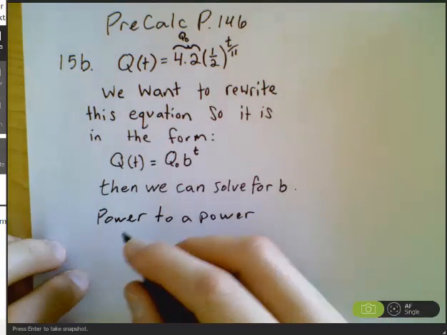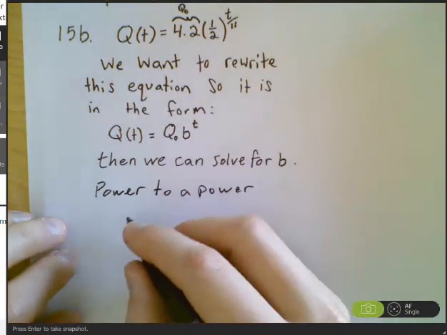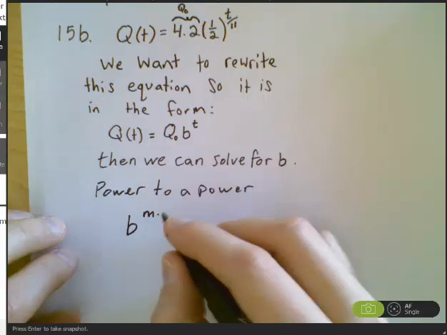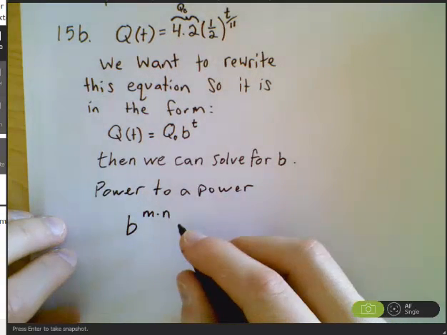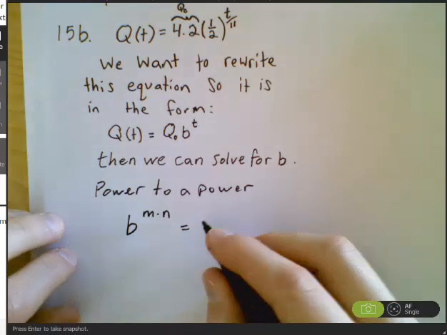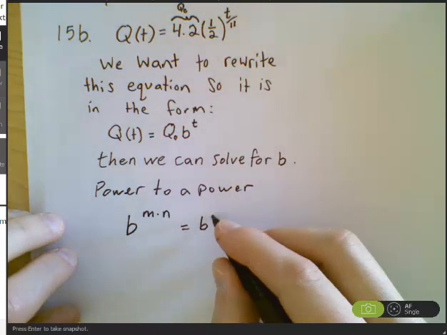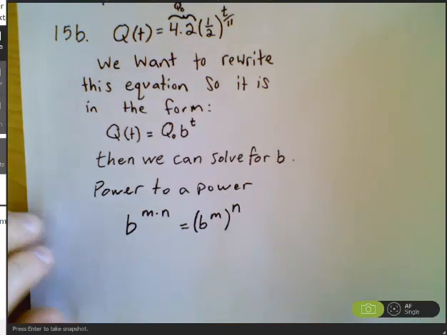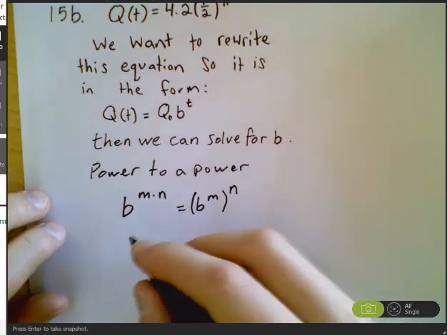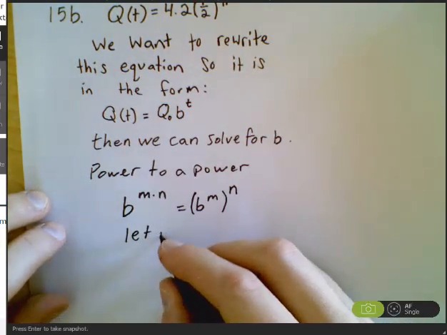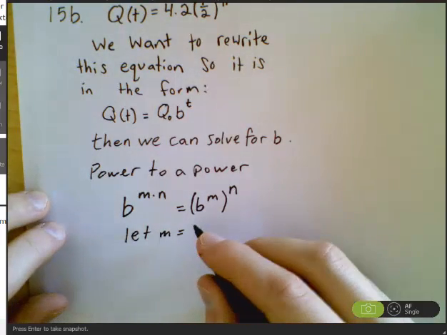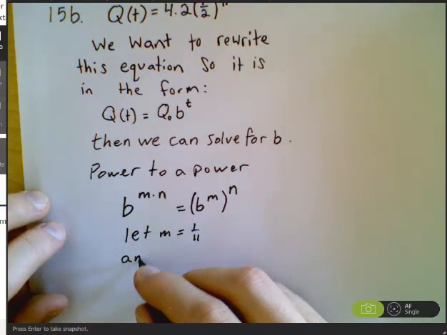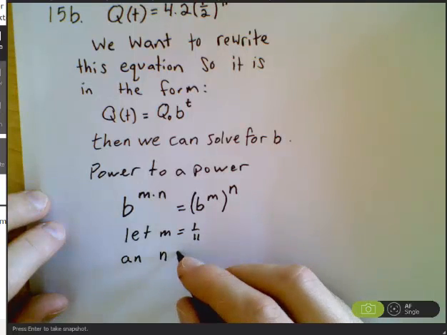Power to a power states that if we have a base, and we raise that base to the m times n power, that's equivalent to b to the m, all raised to the n power. So what we will do is let m equal 1 over 11 and let n equal t.